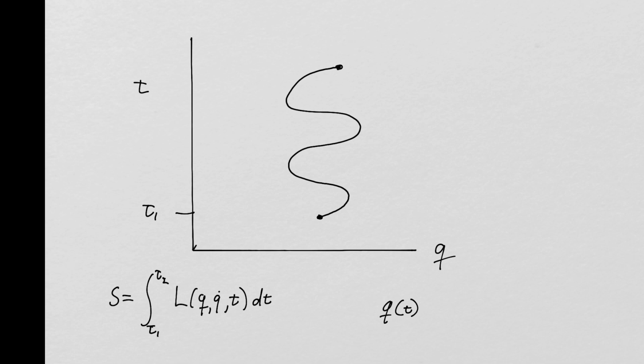And then it comes to time t2, and Q has a new value. And all through the intervening points, Q's value is changing. And this is the natural physical motion of our system. Say it's a simple harmonic oscillator, right?